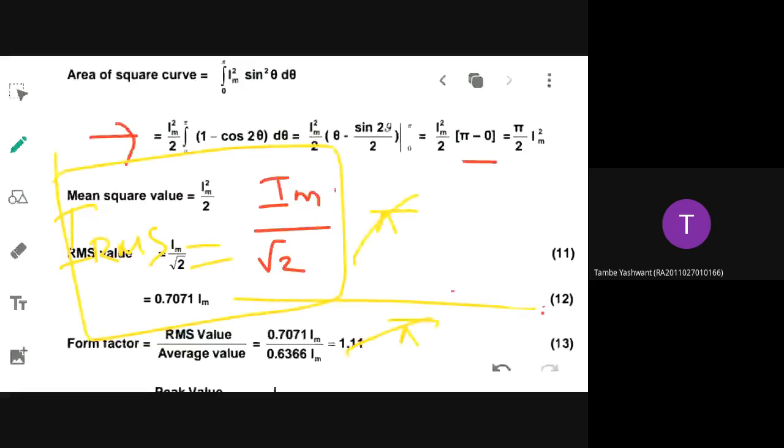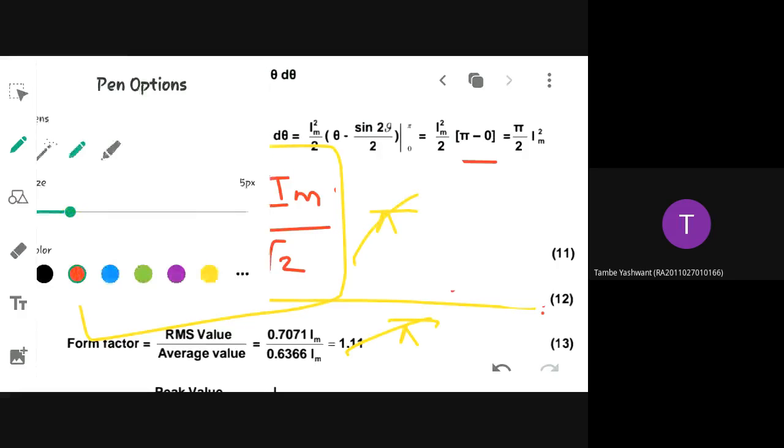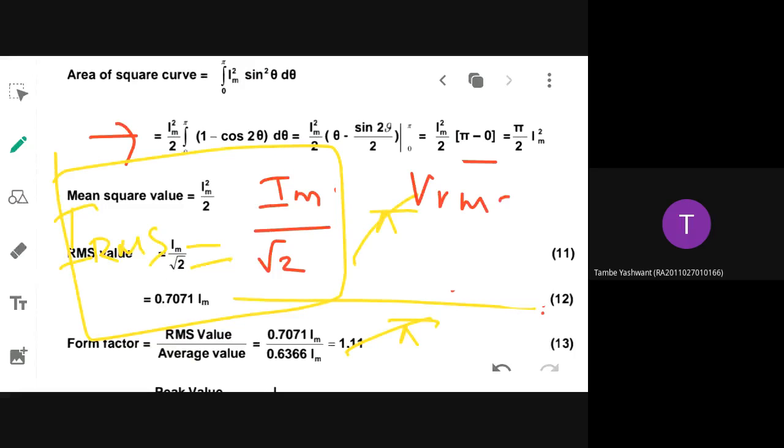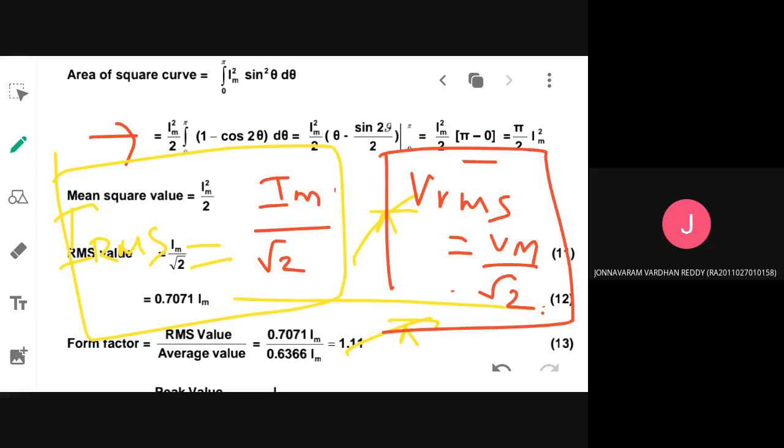Suppose if you want to write VRMS, then what is the formula? Vm by root 2, Vm by square root of 2. Okay, so two formulae have been determined. You know the formula for average, you know the formula for RMS. Now you can easily calculate the form factor and peak factor.